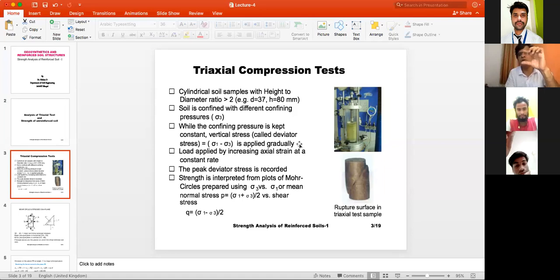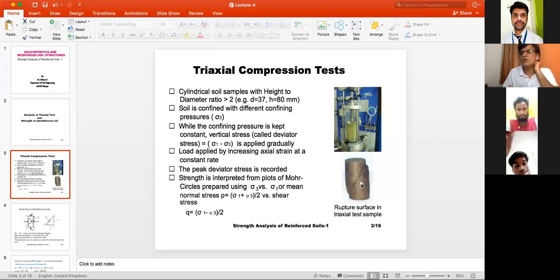When you apply the compressive load, the sample slowly undergoes compression. At a certain point, failure occurs and the sample fails. At the bottom right corner you can see the sample, which has already failed in a diagonal manner.